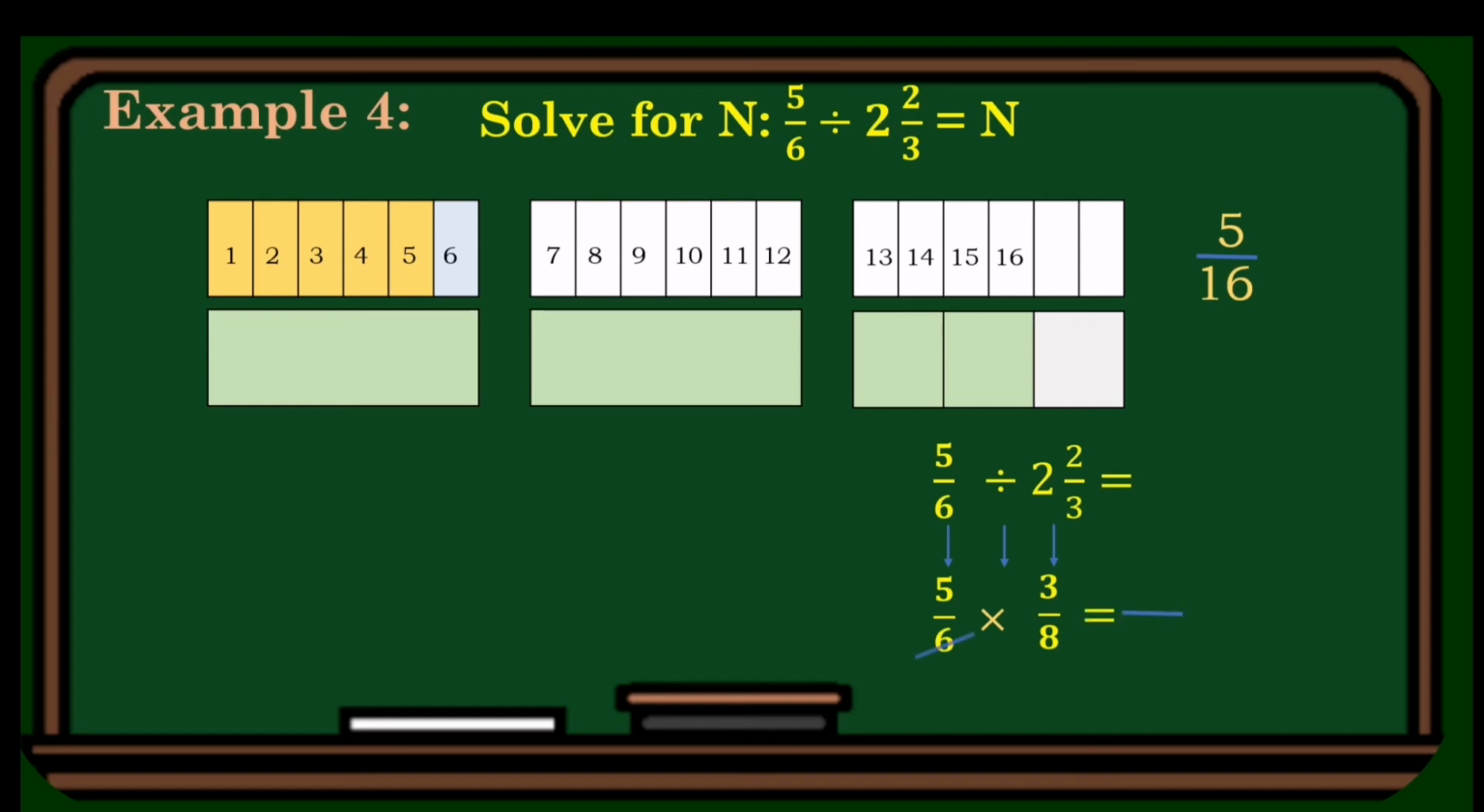We have 6 and 3. Their common factor is 3. So 6 divided by 3 equals 2. 3 divided by 3 equals 1. And then let's multiply the numerators. 5 times 1 equals 5. And then the denominators, 2 times 8 equals 16. Therefore, 5/6 divided by 2 and 2/3 equals 5/16.